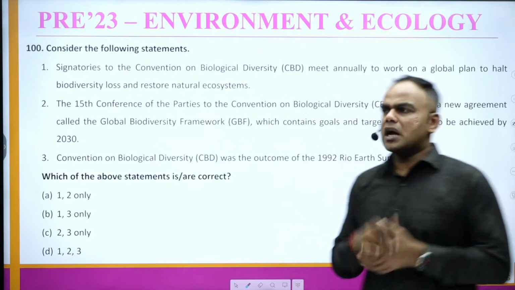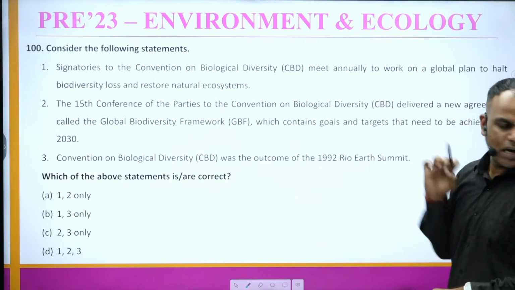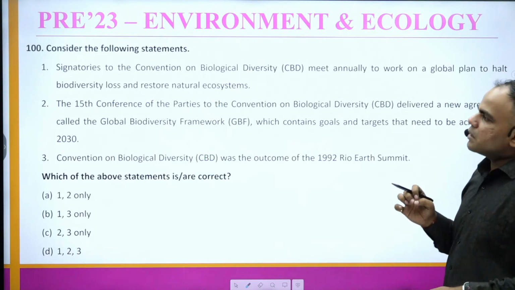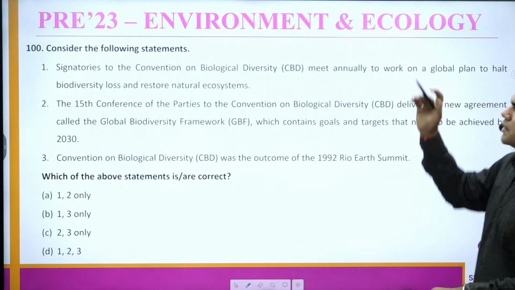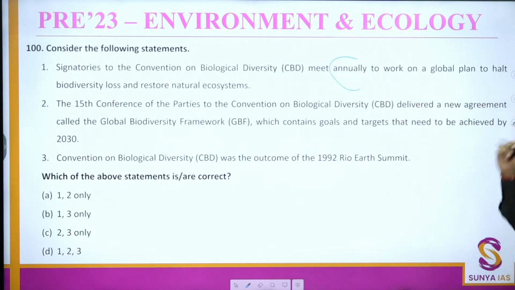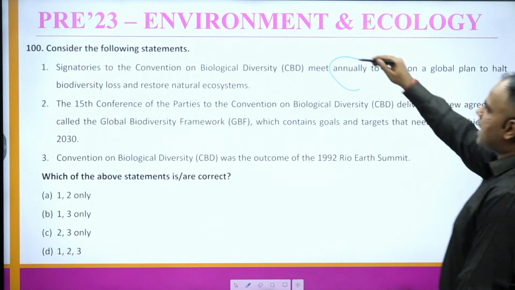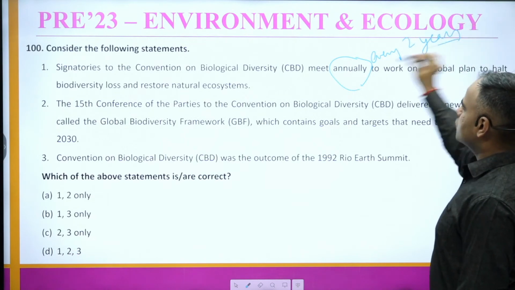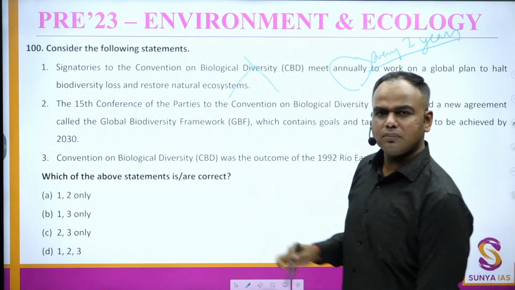All right. Now the last question for the test, question number 100. Question number 100 basically talks about 3 statements. Statement 1: Signatories to the CBD meet annually to work on a global plan to halt the biodiversity loss. Actually, they do not meet annually, but they meet every 2 years. Because of this, the frequency makes this statement wrong.